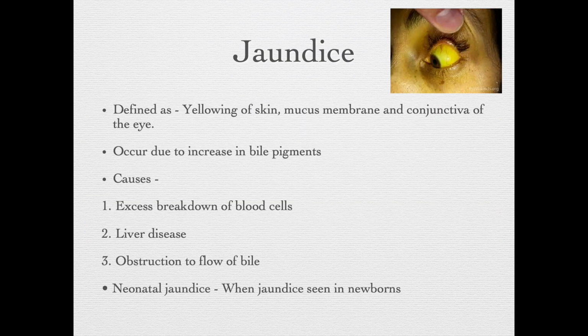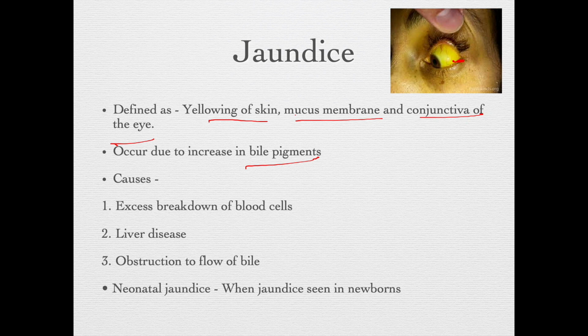In this final section, we will talk about some of the pathology involved in the GI tract. Jaundice is defined as yellowing of skin, mucous membrane, and conjunctiva of the eye. And here you can see the yellowing of the conjunctiva of the eye along with the yellowing of the skin. This condition occurs whenever there is an increase in bile pigments. And just to recollect, there are two bile pigments, bilirubin and biliverdin.